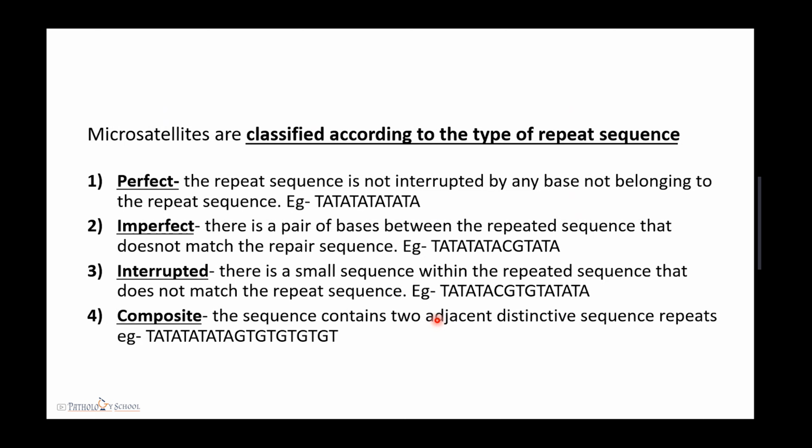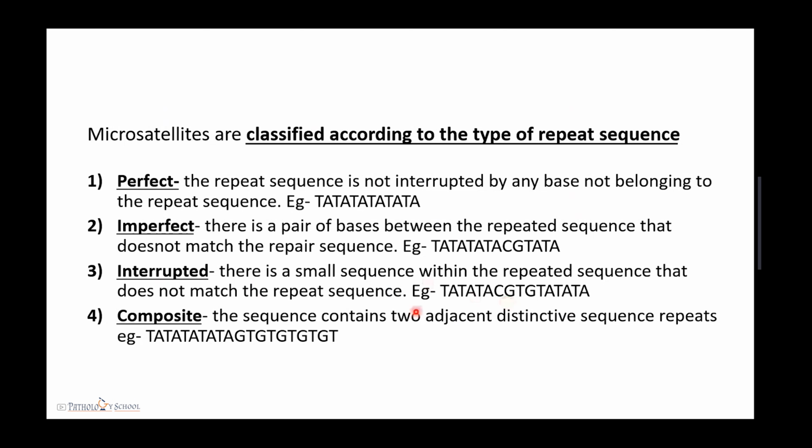So perfect is, it is not interrupted by any base which is not belonging to the repeat sequence. So this is a perfect repeat sequence. Imperfect is when the pair of bases between the repeated sequence does not match the repeat sequence. Interrupted is there is a small sequence within the repeated sequence that does not match the repeat sequence.